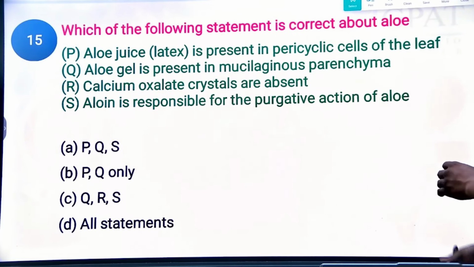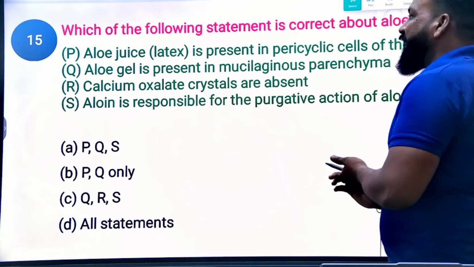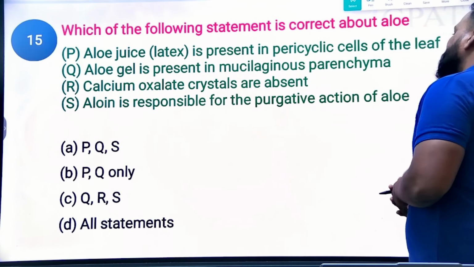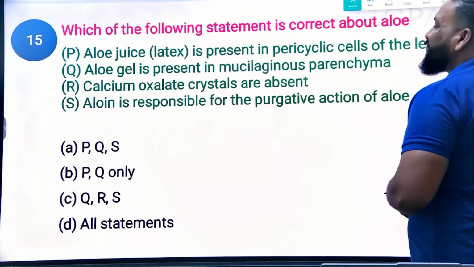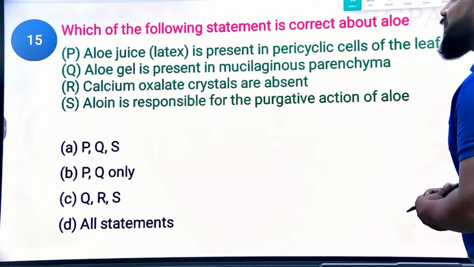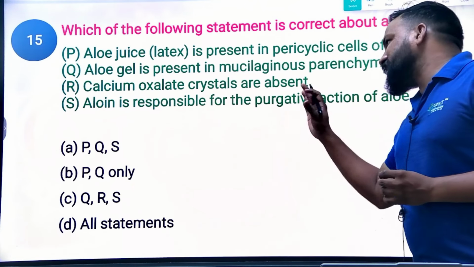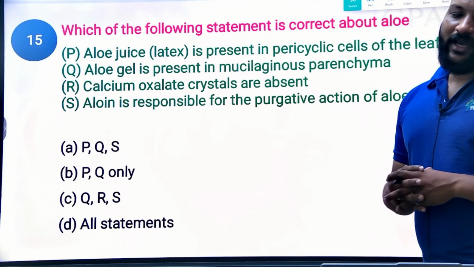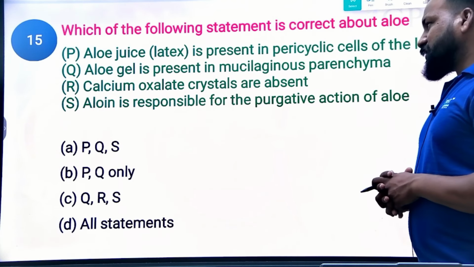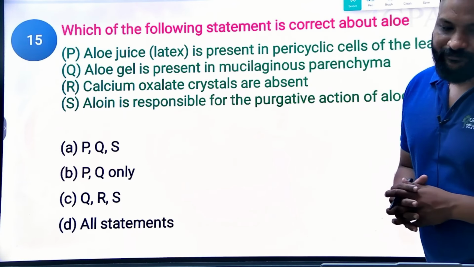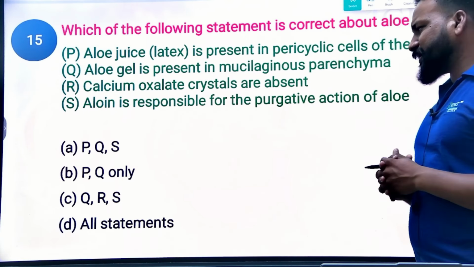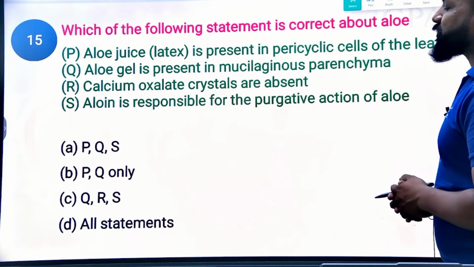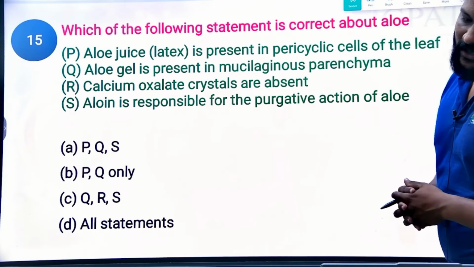Next, which of the following statements is correct about aloe? P: Aloe juice or latex is present in the pericyclic cells of the leaf. Q: It is present in the mucilaginous parenchyma. R: Calcium oxalate crystals are absent. S: It is responsible for the purgative action. Now tell me what is the right answer. I think option C. The options: PQS, PQ only, QRS, and all the statements. What is the right answer?